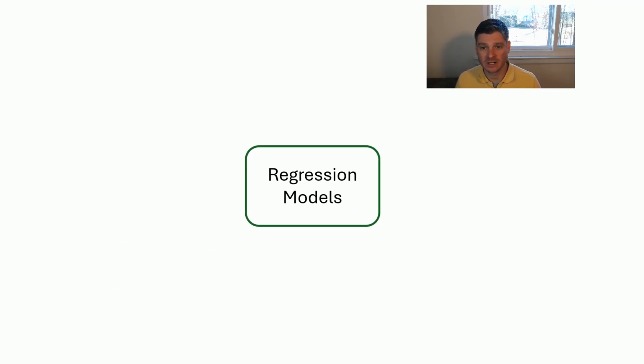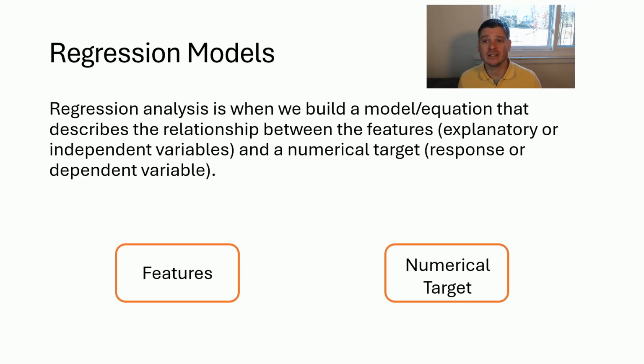So let's start with the regression models first. Regression analysis is when I'm going to build a model, or typically just an equation, that describes the relationship between our features, which would be our explanatory or our independent variables, and whatever that numerical target is. Again, I'm trying to predict a variable that is numerical when I use regression. So again, that's going to be a numerical target. That's our response or dependent variable.